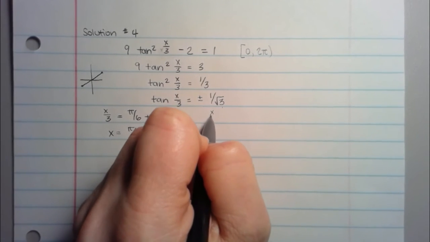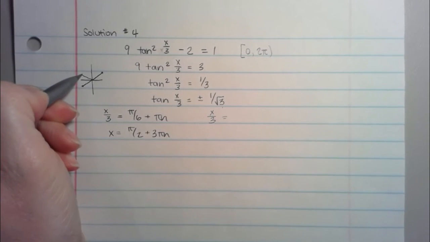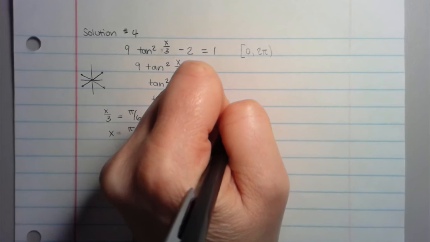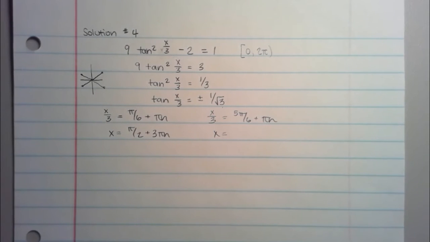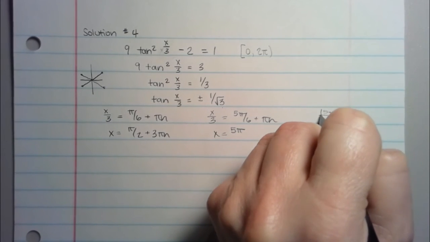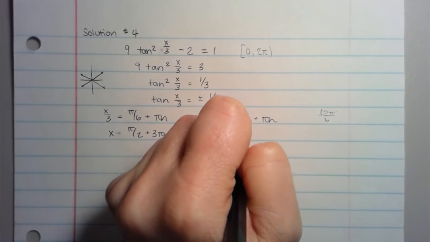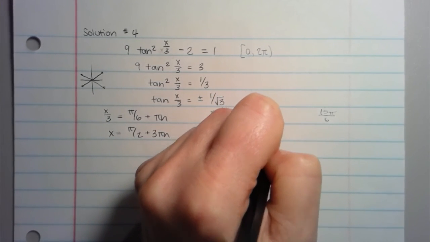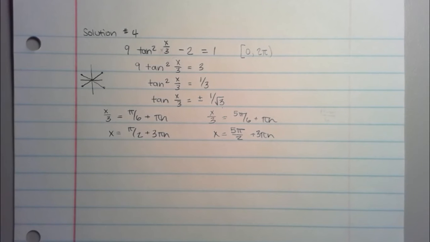All right, coming over here to get the negative values, tangent, we would be at 5 pi over 6 plus pi n, which would give us 15 pi over 6. 3 goes in here 5, 3 goes in here 2. So 5 pi over 2 plus 3 pi n. So those are our general solutions, but that's not what we wanted as our answer.